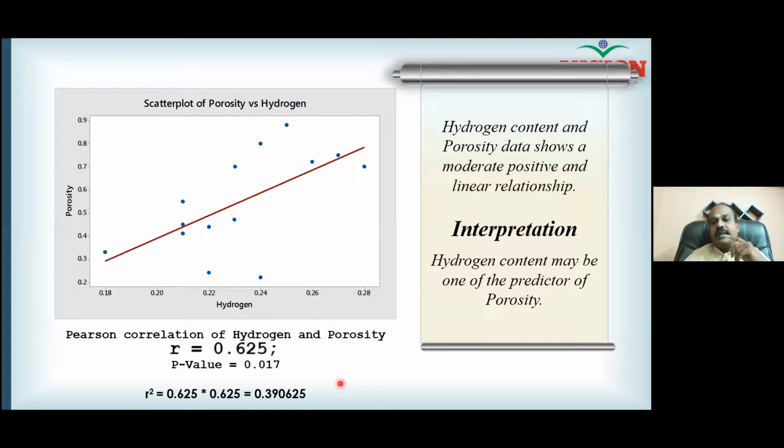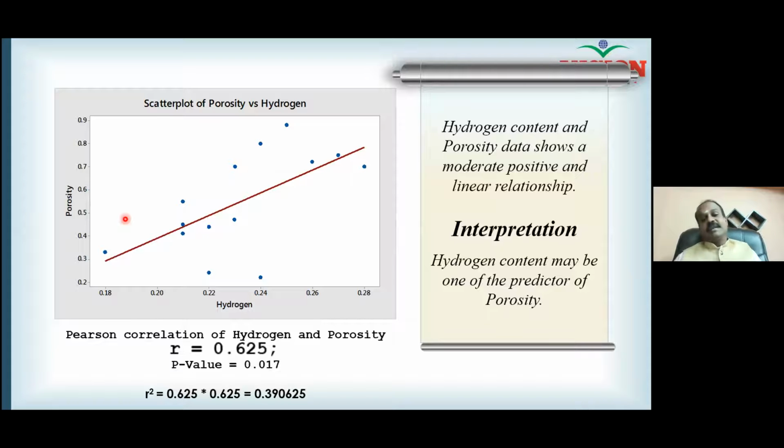0.39 simply tells you that the porosity comes because of the problem with the hydrogen content. See, the problem in hydrogen content causes the porosity. But to what extent? Only to an extent of 39%. It simply means 39% of the porosity is due to the poor quantity of hydrogen in your castings. Do all of you understand my statement? 39% of the porosity problem is caused due to the hydrogen content. So if you correct the hydrogen content, 39% of the porosity problem will be solved.